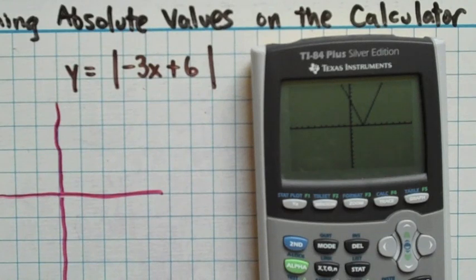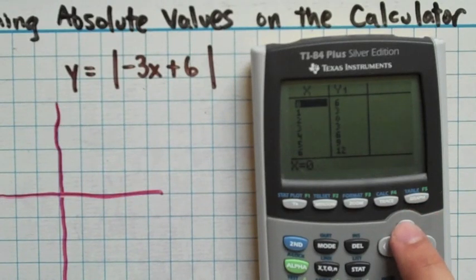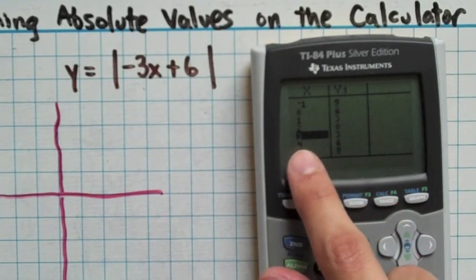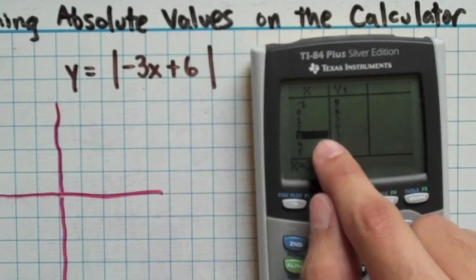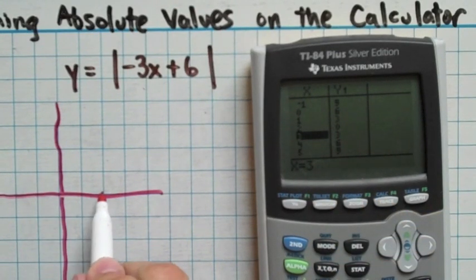What you have to do is go to the table and get some points. So second, and the table is right here above the up arrow on the same key that says graph. If you do that, it'll take you to a table with all sorts of points in it. And if you look, that point 2, 0 that I thought would be the vertex actually is. 2, 0 is in our table right there. So I'm going to put a dot at 2, 0. Should be right over there.